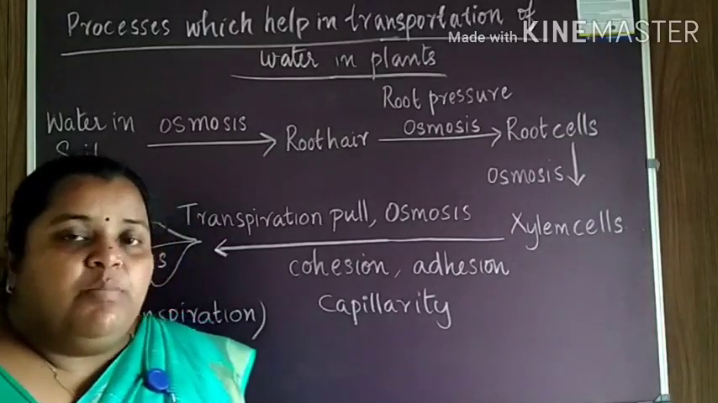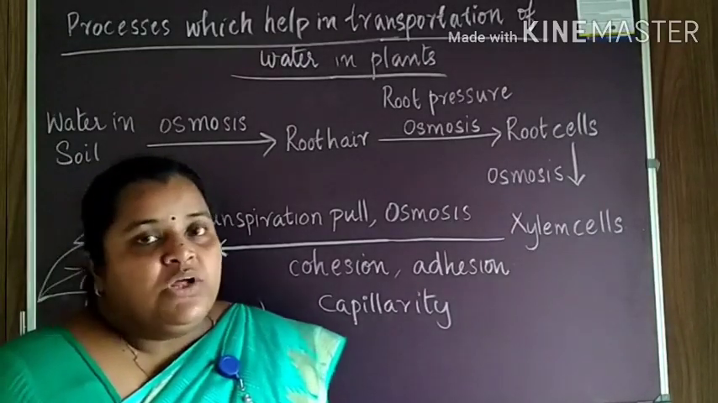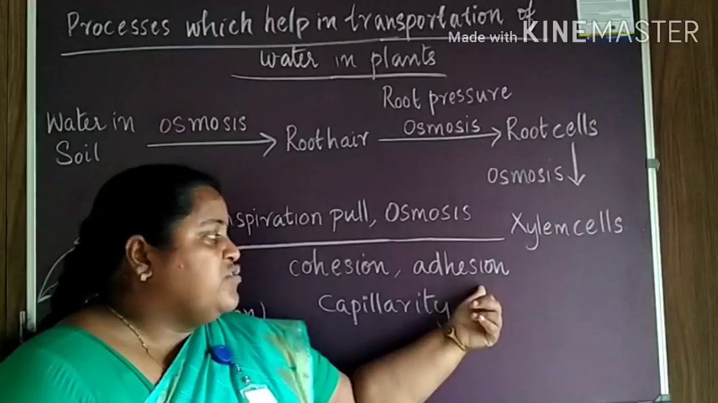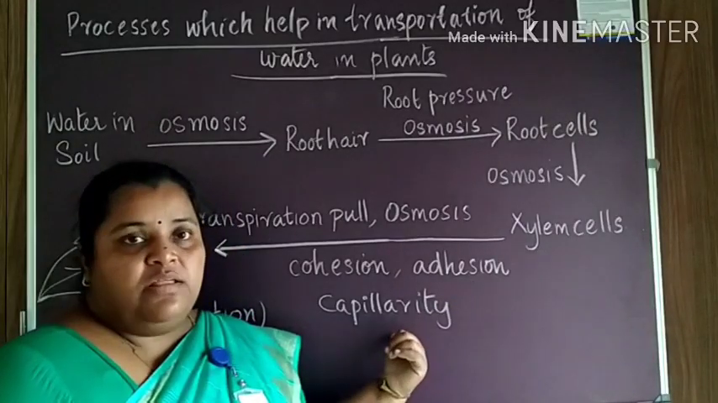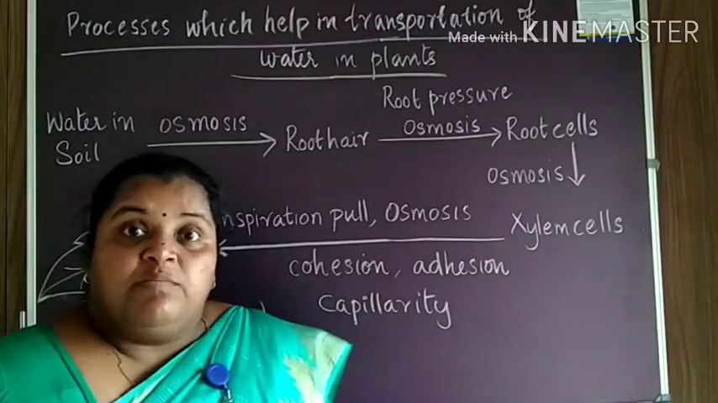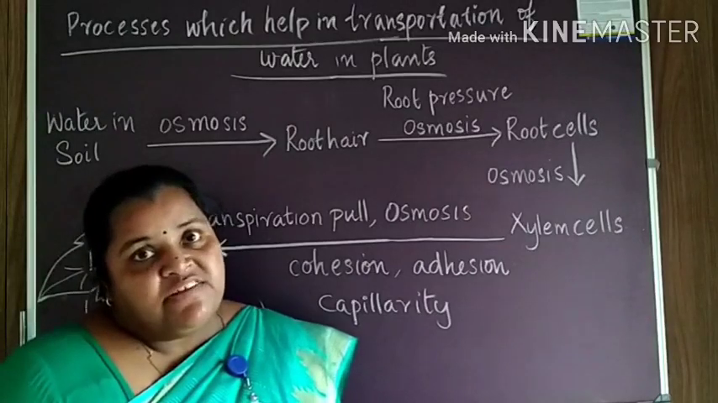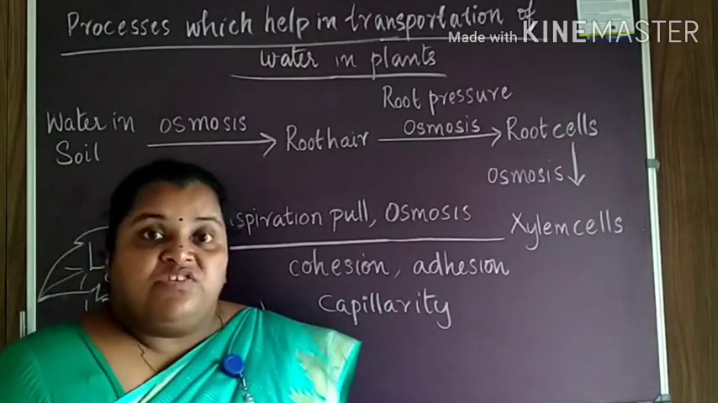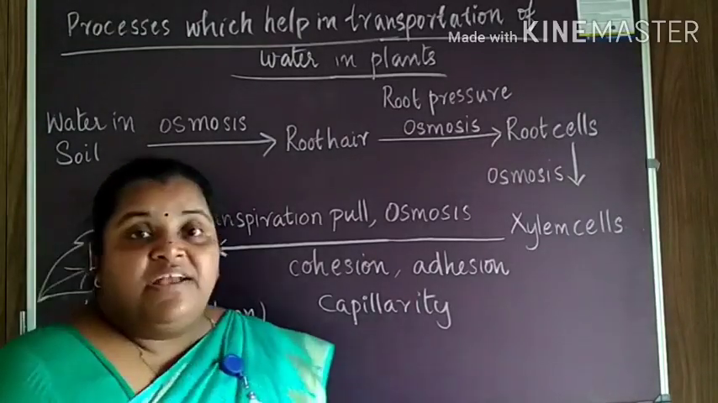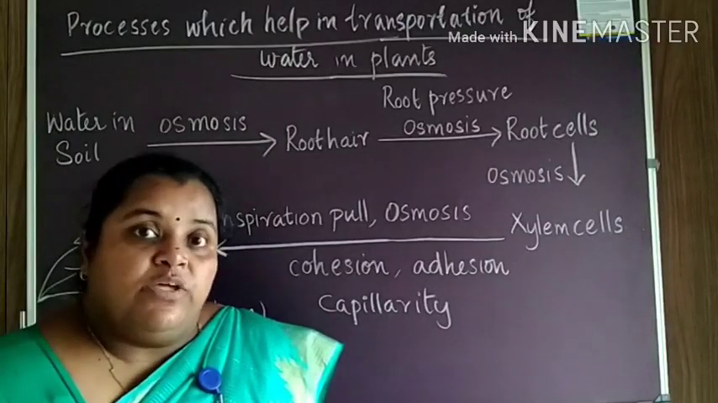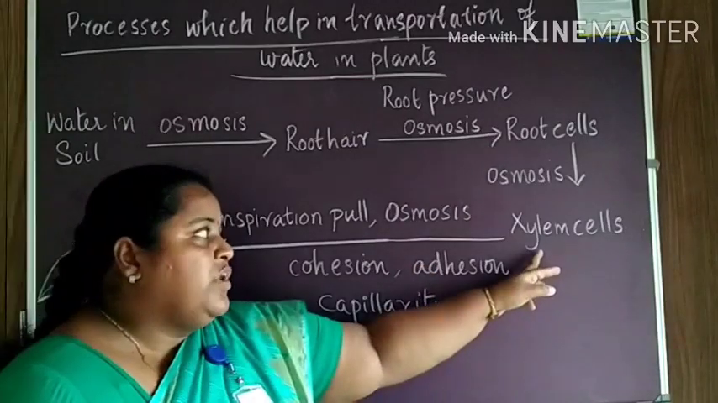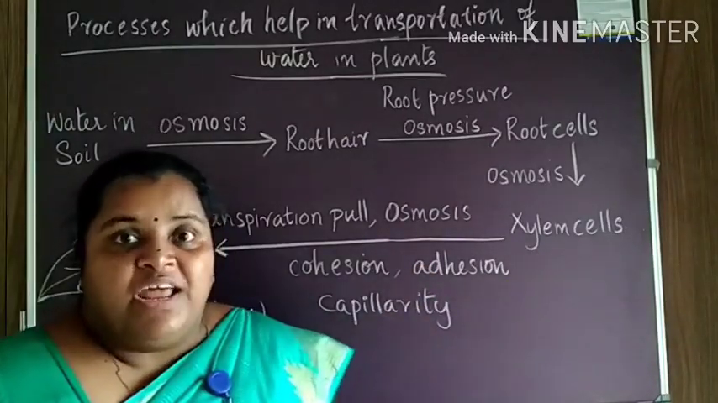The processes which help in transportation of water through xylem vessels are cohesion, adhesion and capillarity. Cohesion means the attraction between similar type of molecules. Adhesion means the attraction between dissimilar molecules. Capillarity means the movement of water molecules through a thin tube. All these processes help in transportation of water through xylem cells.